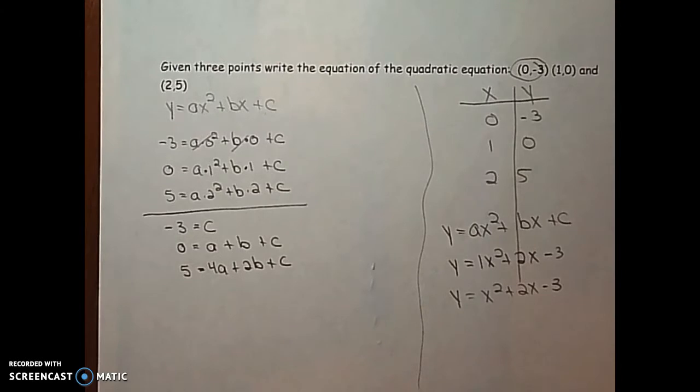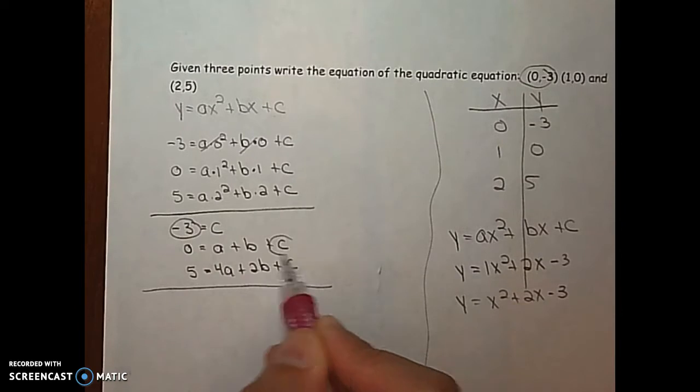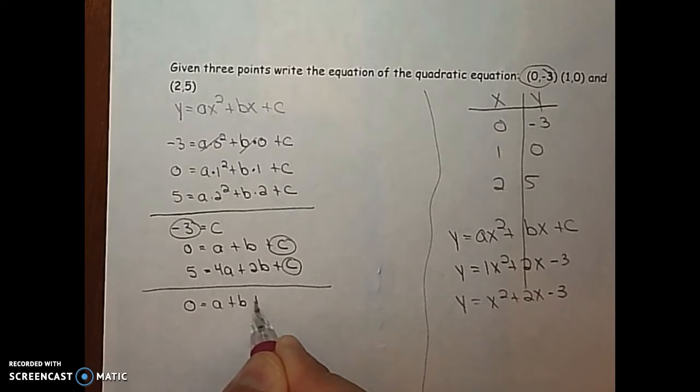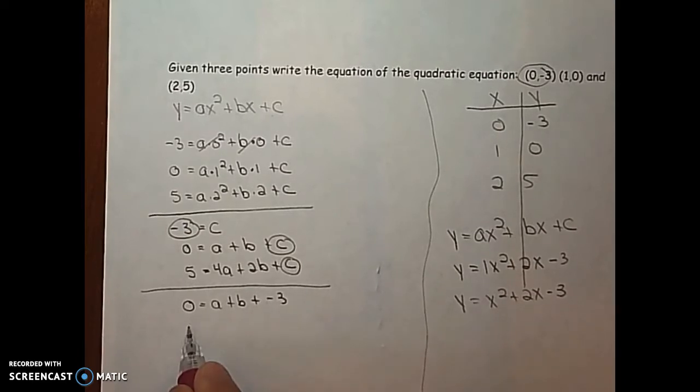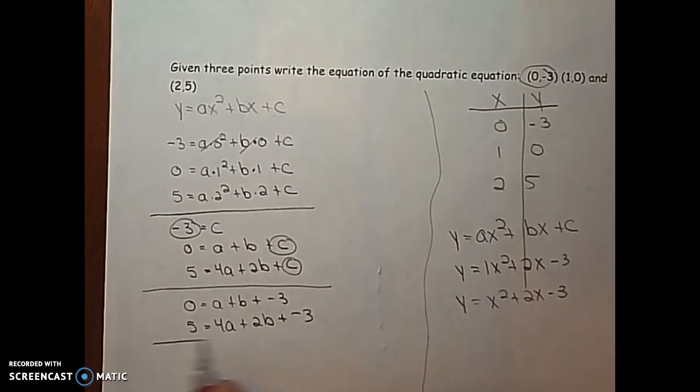So if you recall back to Algebra 2, this is a system of 3 equations with 3 variables. And in this case, I'm actually going to start by solving by substitution. I'm going to take this -3 and plug it in both locations here. So 0 equals a plus b plus -3. 5 equals 4a plus 2b plus -3. Again, I'm going to simplify each equation.